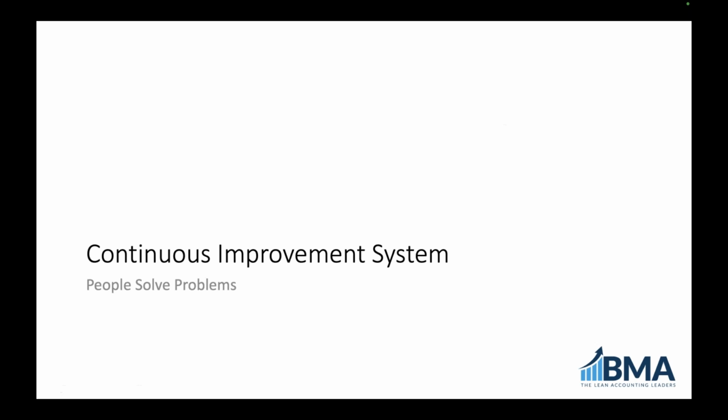So let's talk about continuous improvement. People solve problems. The reason I say that is there's a lot of writing in the lean accounting profession about automation and artificial intelligence. There are merits to some of that. I'm not against it, but people solve problems. People eliminate waste. Automation and artificial intelligence don't. So my word of caution is don't jump to an automated solution until you have eliminated most of the waste, because then you're just going to automate the waste.